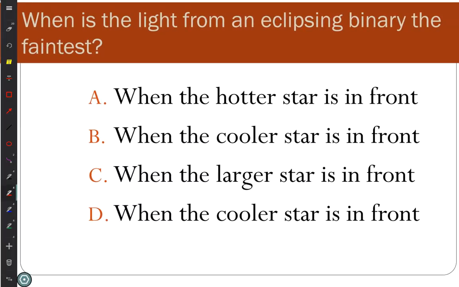So let's get started. Question left over from last class period. When is light from an eclipsing binary the faintest? So you have to think about what is an eclipsing binary and what's going to make it so you have the least amount of light coming from it.